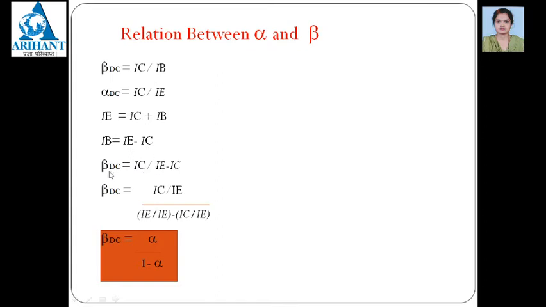So the equation becomes beta DC is equal to IC upon IE minus IC. Divide each term by IE, so it becomes IC upon IE divided by IE upon IE minus IC upon IE. The first term is 1 and IC upon IE is nothing but alpha. So beta DC is equal to alpha DC upon 1 minus alpha DC. This is the relation between alpha and beta.